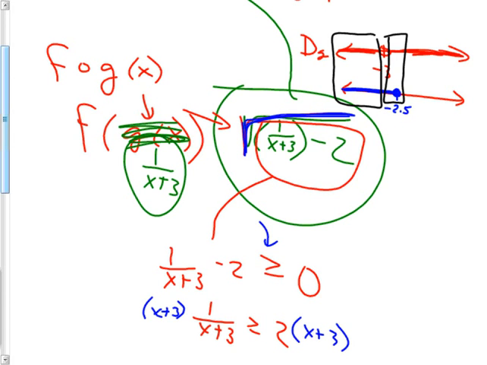So my final answer is from -infinity up until -3. And it does not work at -3. Union with, it does not work at -3, and it goes up until -2.5, and it does work at -2.5. Whew. There's your domain for this combined function.